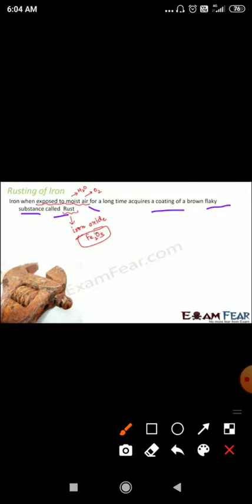So, what is called rust? Rust is an iron oxide. Iron oxide, the chemical formula of iron oxide is Fe2O3. So how does rust form? In the presence of iron, oxygen, and water, these three combine and form a new substance called rust, that is iron oxide.